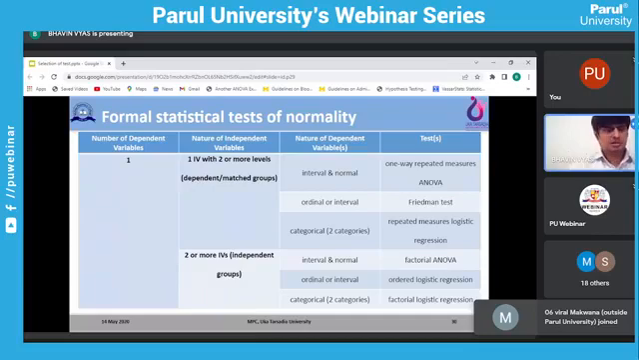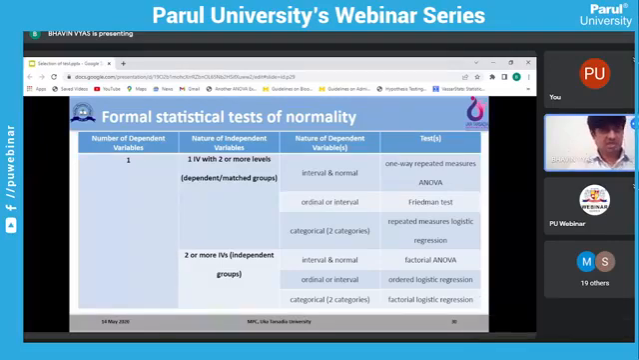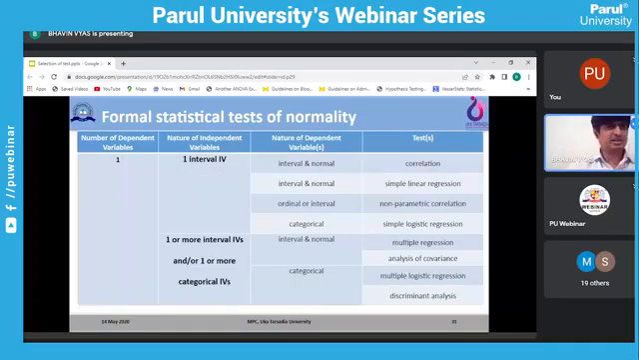If you have measures on a continuous scale, ordinal scale, logistic regression. Categorical, factorial logistic regression is required. Next condition, where you need to correlate each other test. So you have one dependent variable, one independent variable, which is interval type, and you want to know the relationship between them.